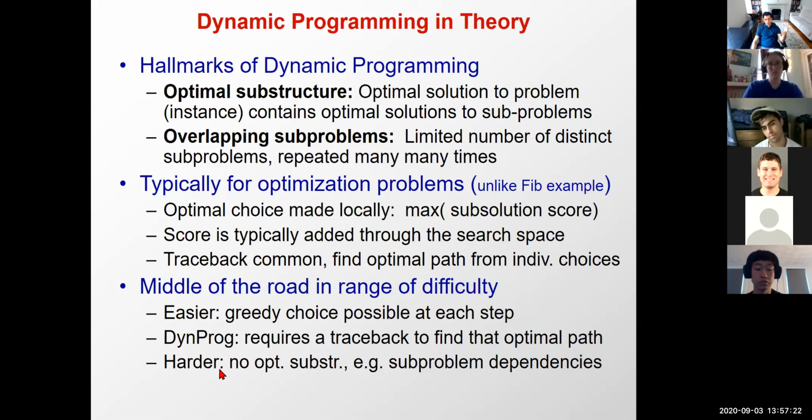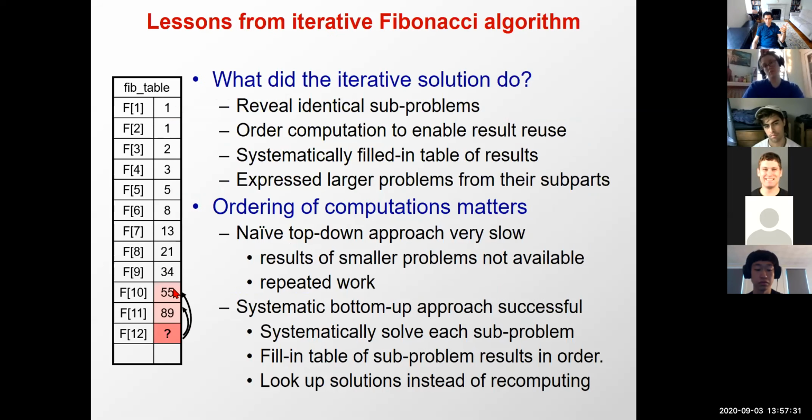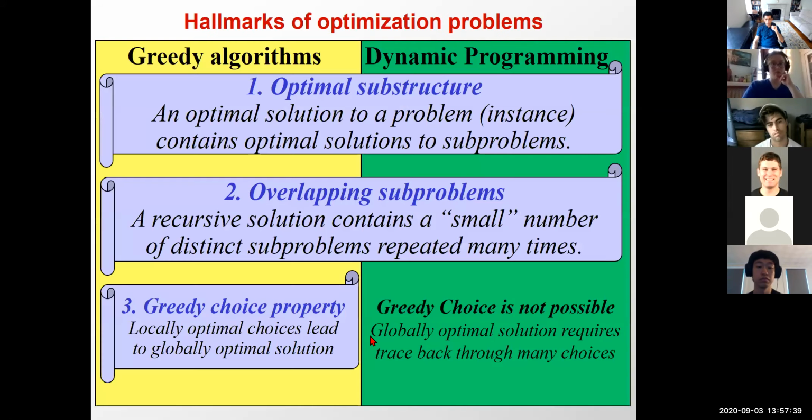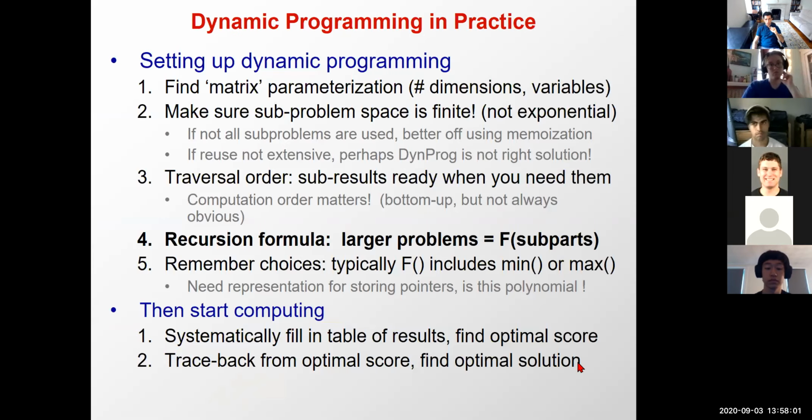And there are, of course, harder subproblems where there's no optimal substructure. For example, if there are dependencies between different subproblems. So if in my tree, this subproblem depended on some other kind of subproblem, then this would not be possible. Basically, I would have to sort of skip across different parts of the tree. So again, both greedy and dynamic programming have optimal substructure and overlapping subproblems, but for greedy, the greedy choice is possible, but for dynamic programming, you need a traceback to find the globally optimal solution through many local choices that you've made along the way, and you've recorded which direction gave you the best choice.